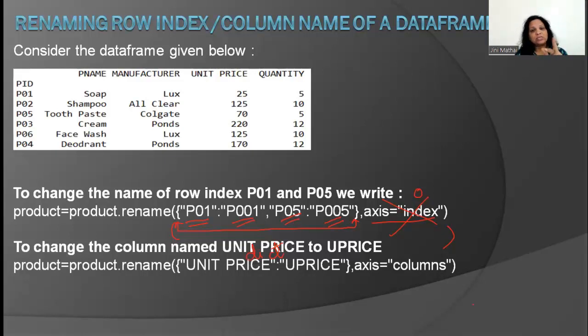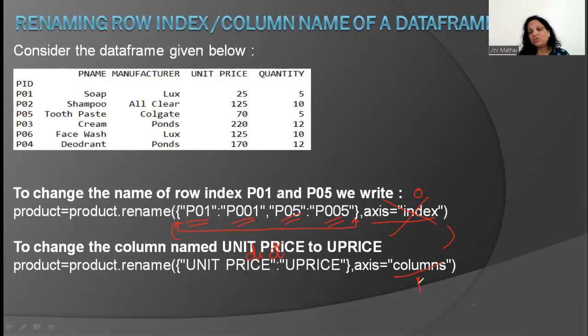Dictionary says unit price colon U price. So what does it mean? Unit price heading should change now to U price. And I wrote now axis is equal to columns here. I could have written axis equal to columns, or I could have even written 1. But here it's a necessity because I'm referring to the columns. By default, axis is 0.